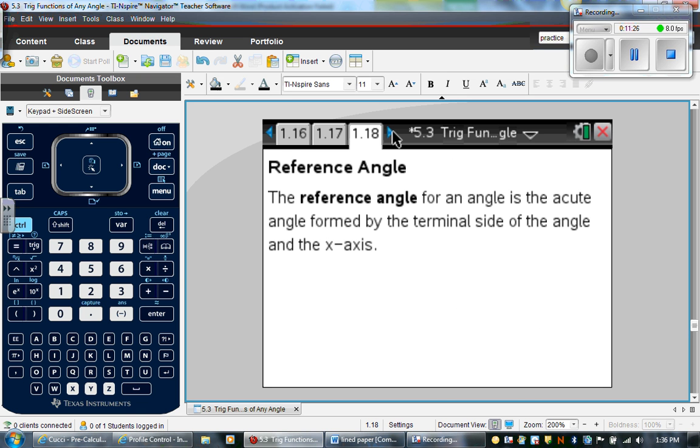All right, so reference angles, very important. The reference angle for an angle is the acute angle formed by the terminal ray of the angle and the x-axis. Reference angles are always acute, meaning less than 90 degrees. They are going to become very important when we start to solve trigonometric equations, so it's very important that you know how to do these and do them well.